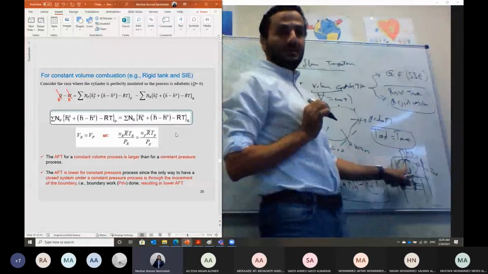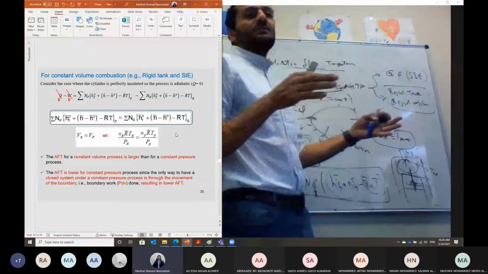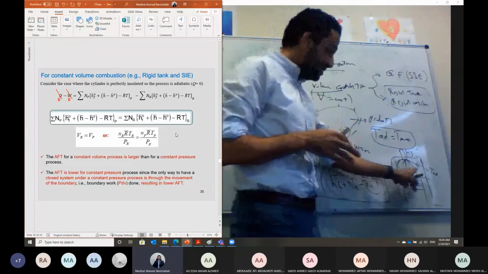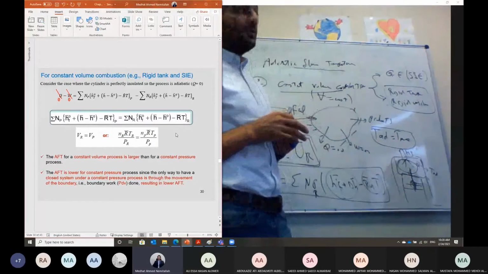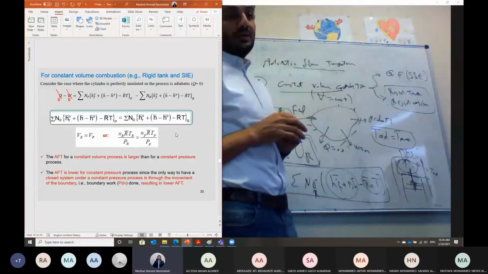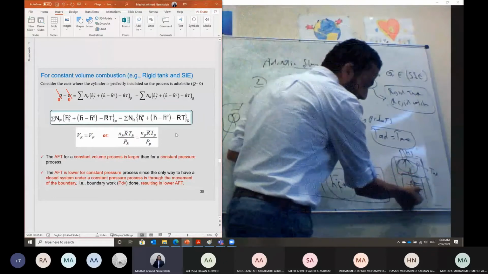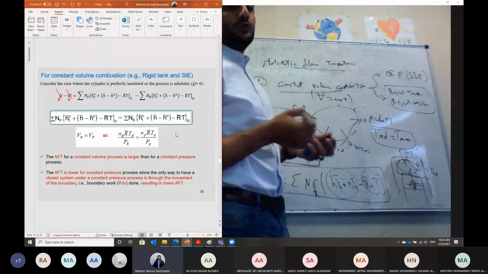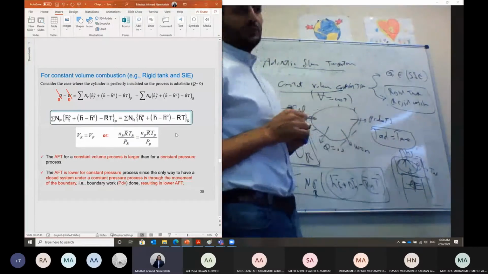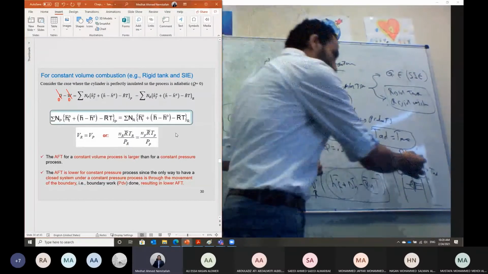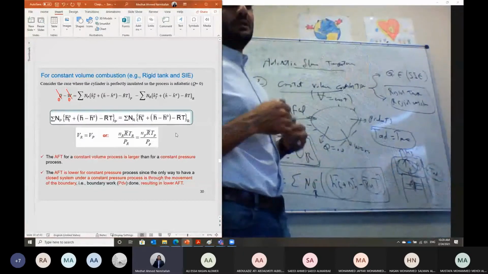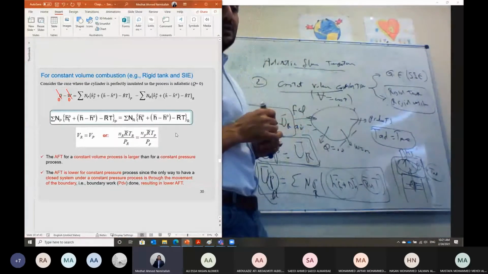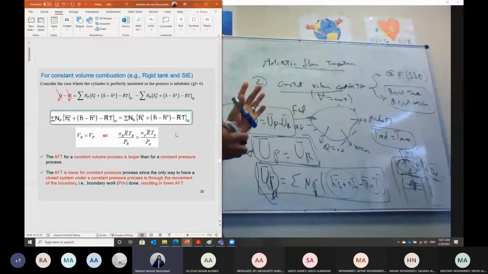Because when you add heat, it will raise the pressure and the temperature. But in order to keep the pressure constant, this piston has to be moving down. To move down, it will consume part of the heat generated due to combustion. That means the adiabatic flame temperature will be less in constant pressure combustion compared to the case of constant volume in a gasoline engine.